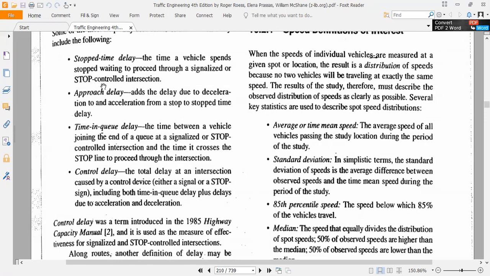So this is known as stop time delay, the delay at the intersection. The second one is the approach delay. It adds the delay due to deceleration and acceleration from a stop to the stop time delay.